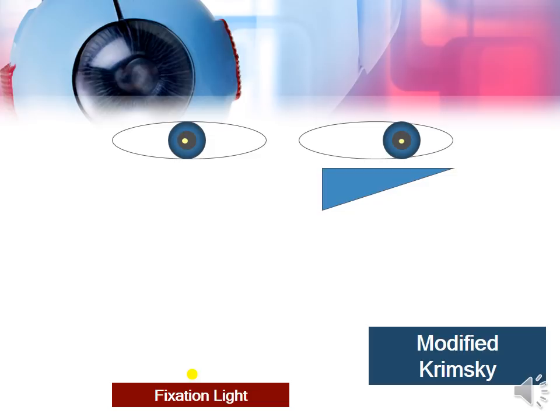At the correct prism power, the corneal reflex will be in the center of the pupil of both eyes.